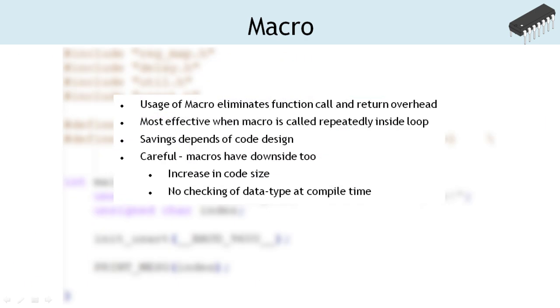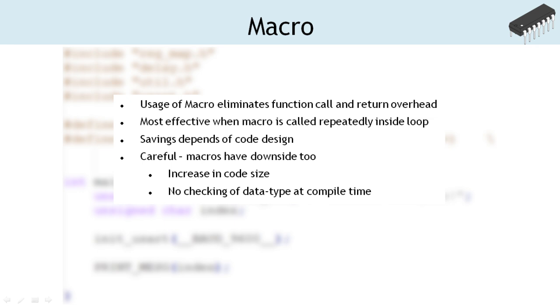The usage of macro is efficient when a function is called repeatedly in a program. It eliminates the time delay associated with the function call. The use of macro is most advantageous when a few functions are used in a program. For instance, a single function called inside a loop can be appropriate to use macro. However, the savings achieved by the usage of macro depend on the code design and are debatable.